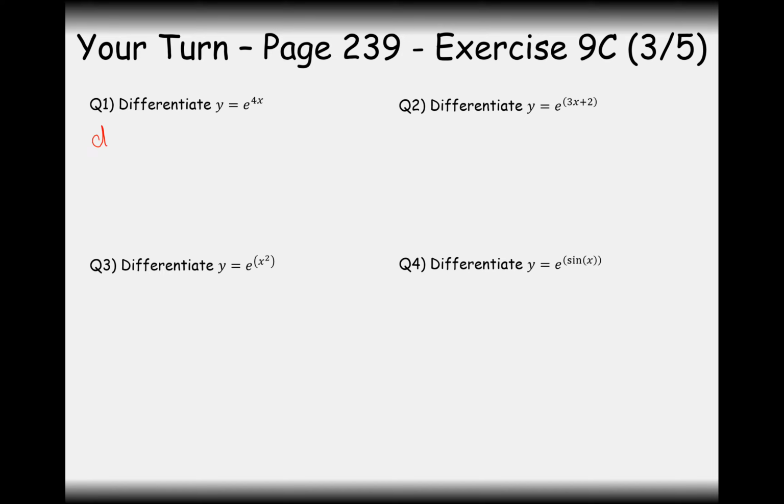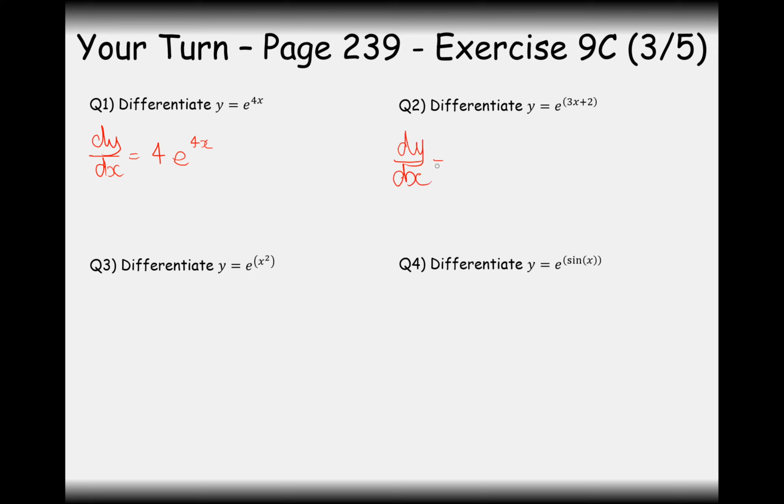Okay, so differentiating the inside function first. In this case, the inside function is the power. So differentiating 4x gives me 4. And differentiating the outside function second. Now, e just differentiates to itself, so nothing much changes there.